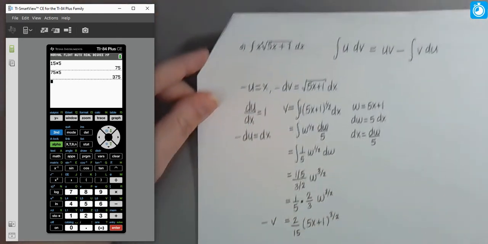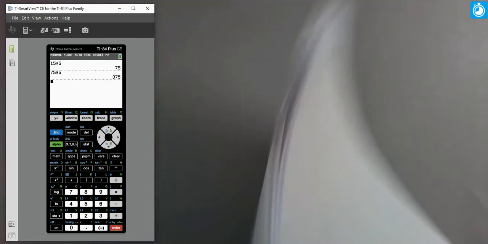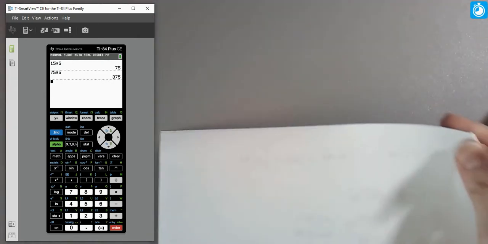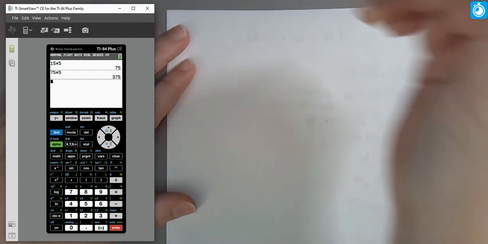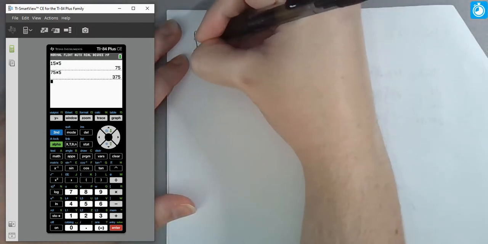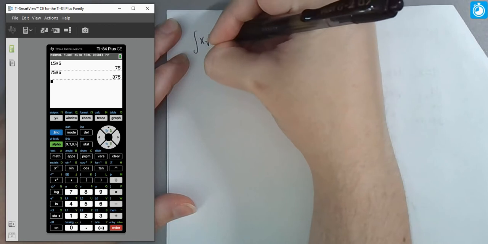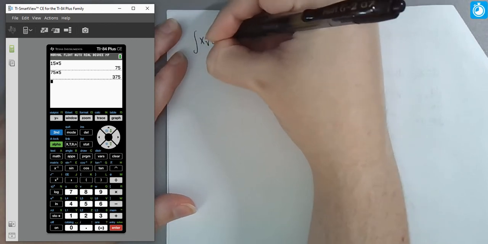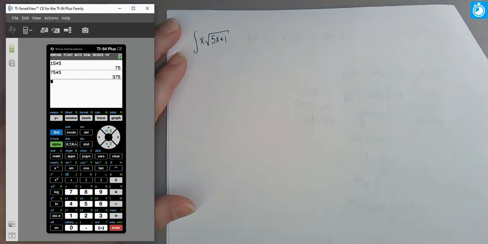Okay, so I'm going to flip over and I'm going to rewrite the problem, and we're going to do the problem with a different pairing. Okay, so we had the antiderivative of x times the square root of 5x plus 1 dx.